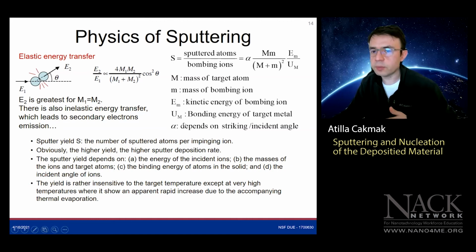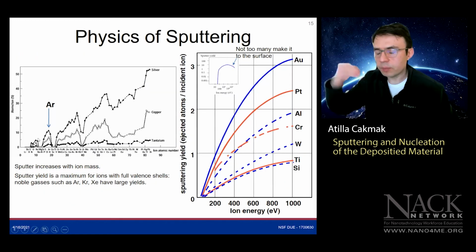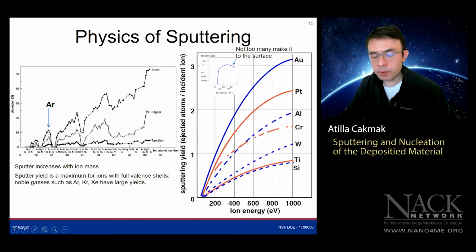And this is the drier version, but it depends on a lot of things, of course: the mass of the target atom, the mass of the bombarding ion, the argon, and the kinetic energy. Of course, if we increase that, the yield is going to increase too. And the binding energy that I was talking about comes in at the bottom to bring down the sputtering yield.